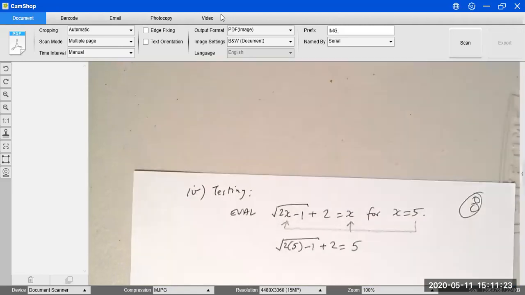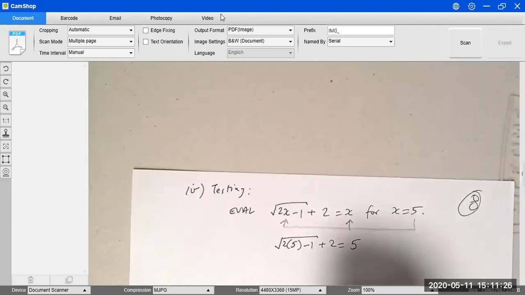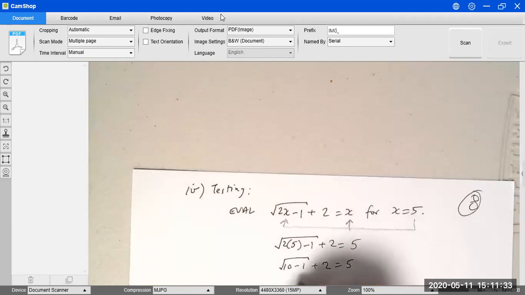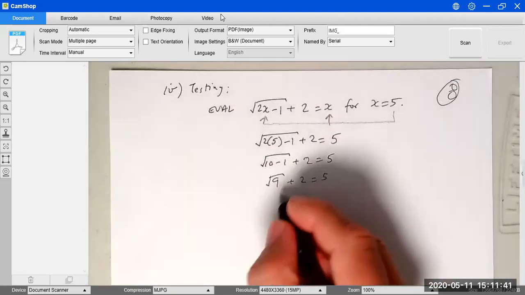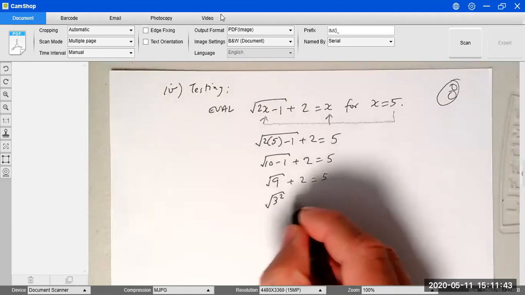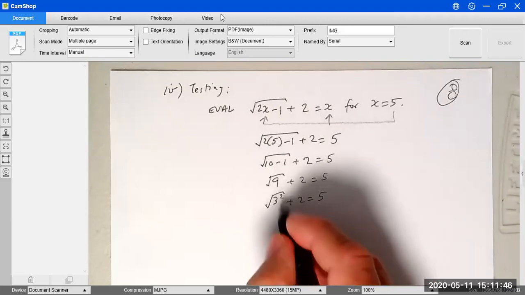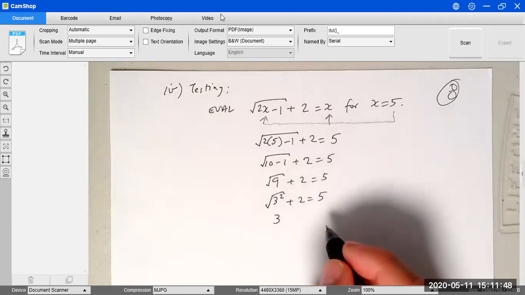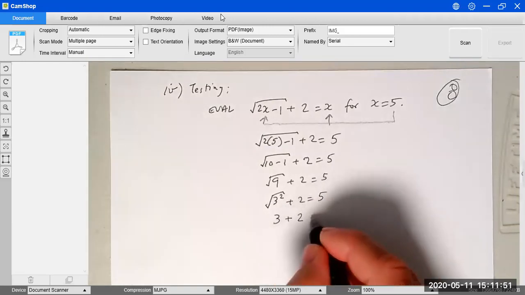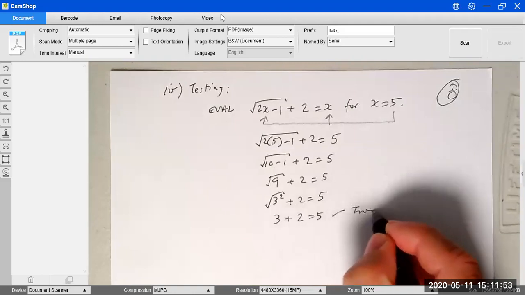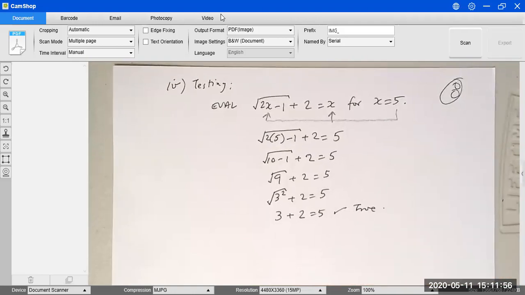So this is 10 minus 1 under the radical sign plus 2 equals 5, so it's the square root of 9 plus 2 equals 5. And remember, this is the square root of 3 squared, so you remove the exponent and the radical, you end up with 3 plus 2 equals 5, which is true. So this is our first solution. Then we're going to evaluate the other solution.